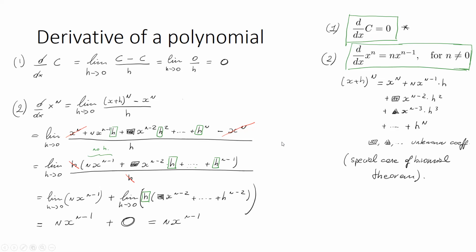And if you track the reasoning, you can also see why this has to be for n different from 0, because if n is equal to 0, then again you have x to the power n, that's 1. And if you take the derivative of that, that's 0. So that rule does not apply for n equal to 0.